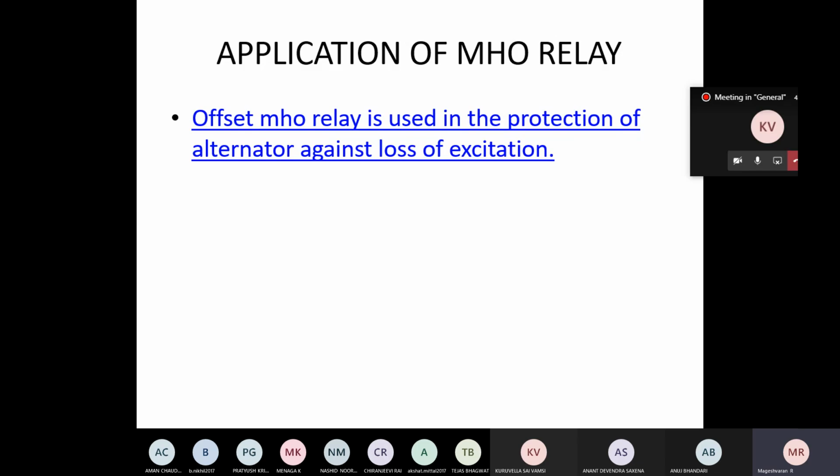In case of loss of excitation, there are many reasons, which we already discussed. For example, a break on the DC supply side, or loss of excitation of the DC generator acting as the source for the field of the alternator. There are so many causes. In that case, the stator current is going to induce an EMF in the rotor coil, and thereby the machine acts as an induction generator.